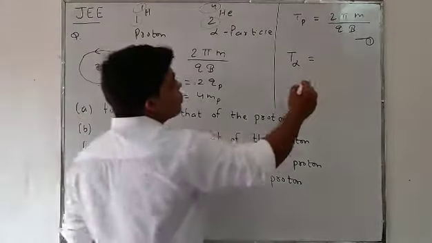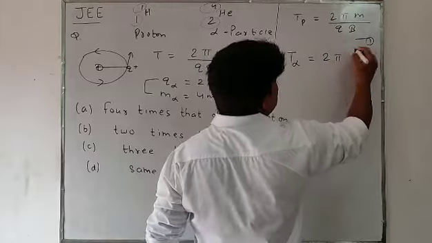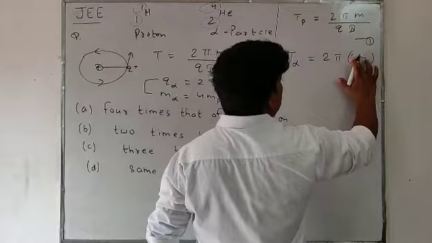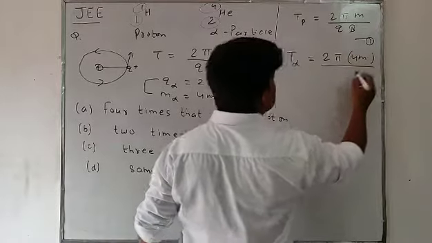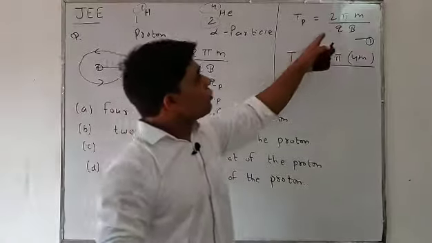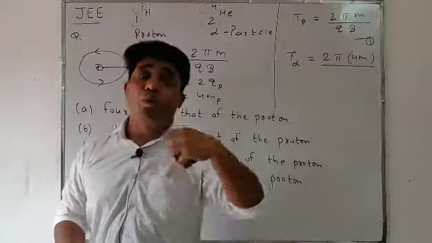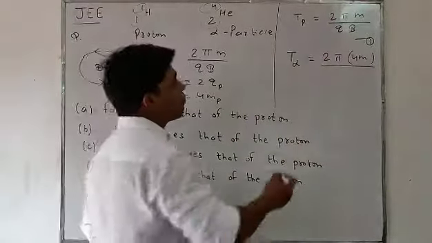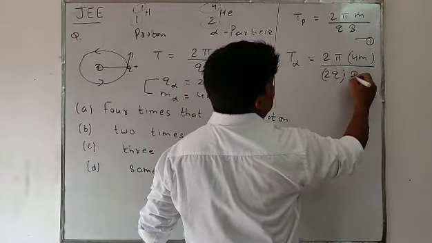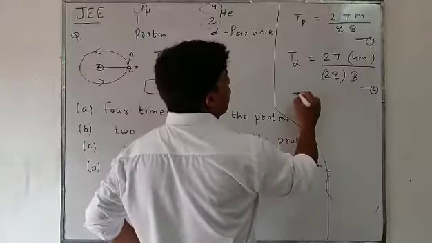Okay. Now we'll make one change here. Mass written as 4m because mass is 4 times. The mass of alpha is 4 times the mass of proton. So we assume the mass of proton as m. So what will it be for the alpha particle? 4m, obviously. And charge 2q. Okay, students? Now divide the first by the second.